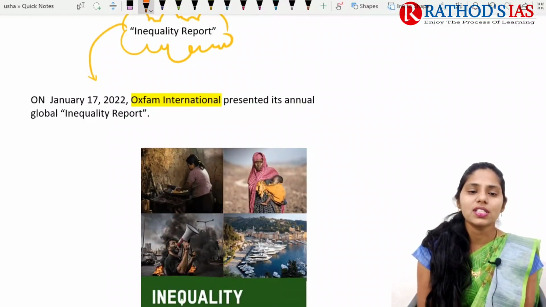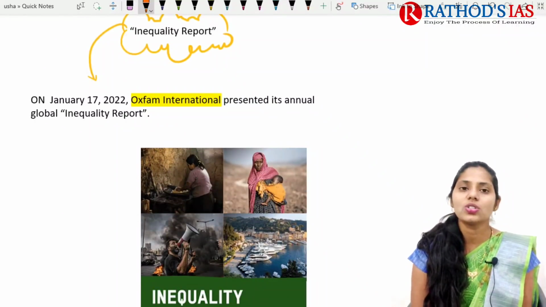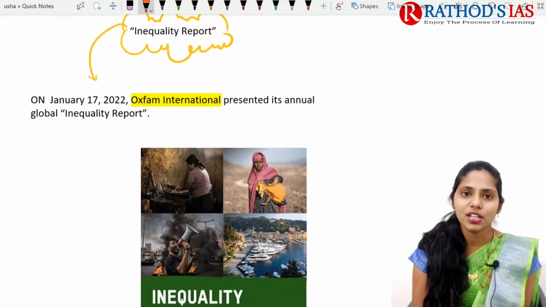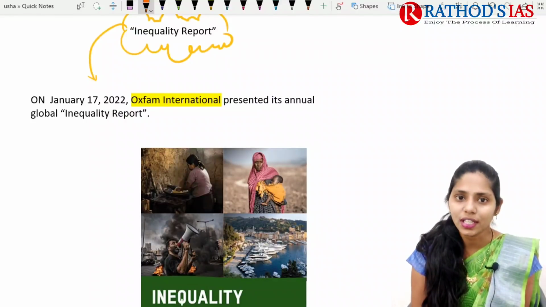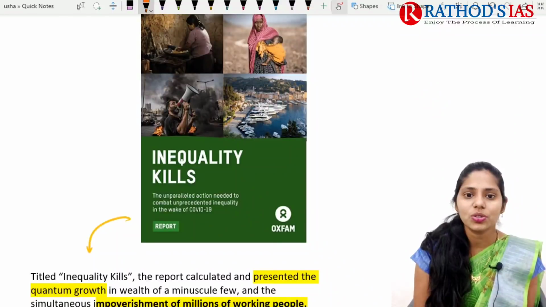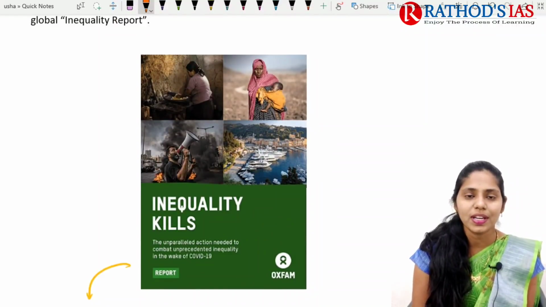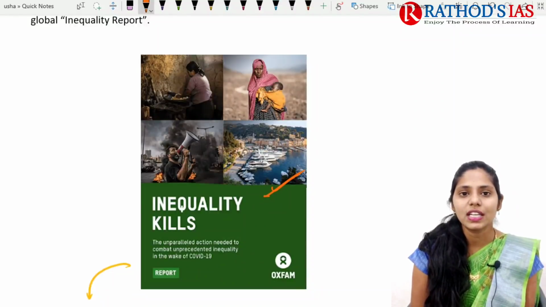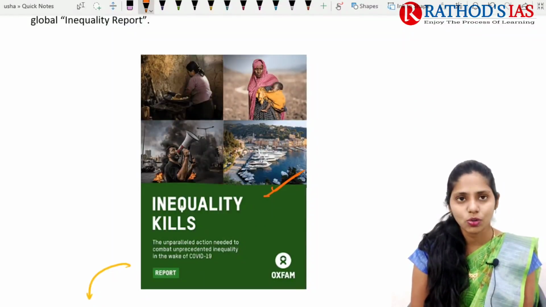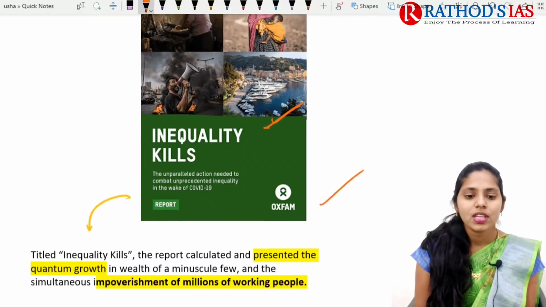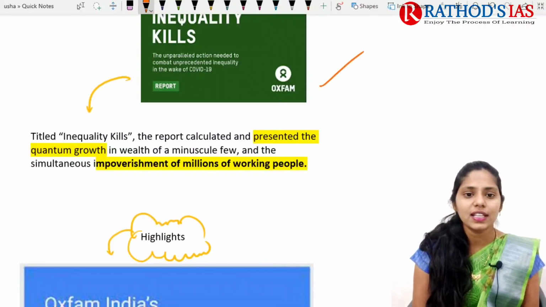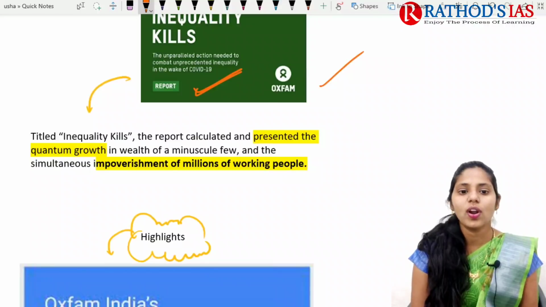If you're talking about this Inequality Report, recently on January 17th, Oxfam International presented this annual global report. If you see this image, you can see many inequalities given in this infographic. It says Inequality Kills. Inequality Kills is the title of the Inequality Report of 2022 by Oxfam International. So the report title here is Inequality Kills.